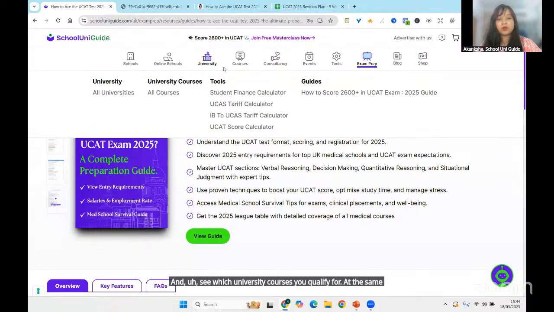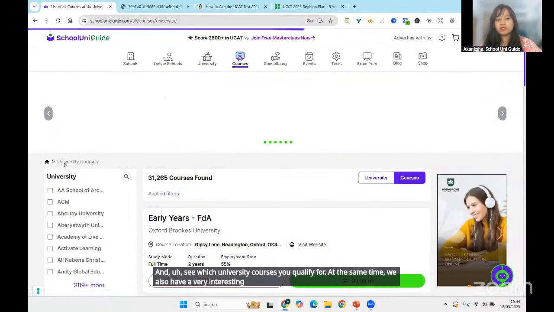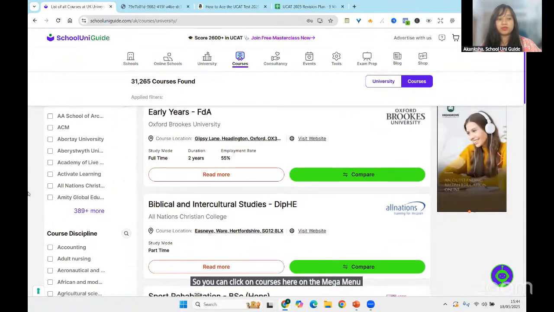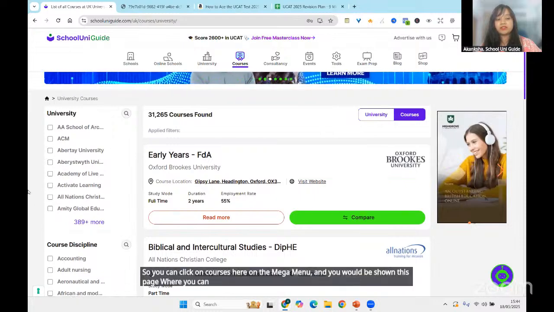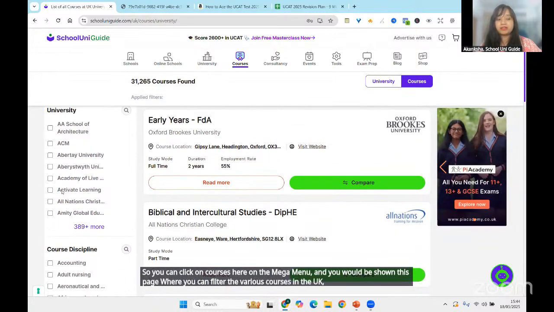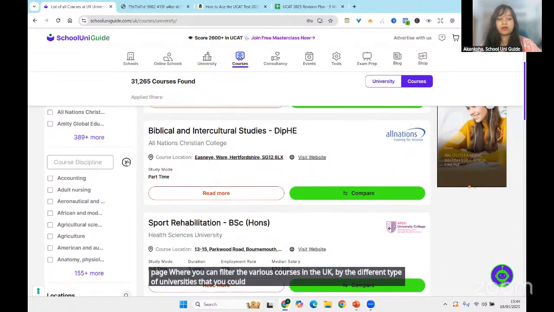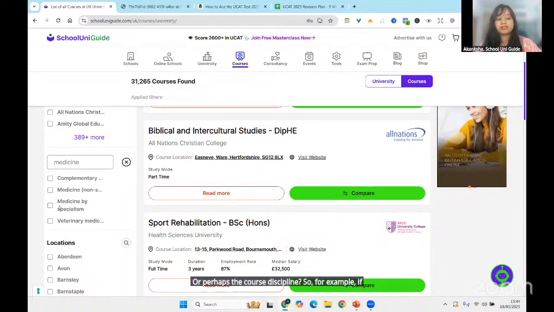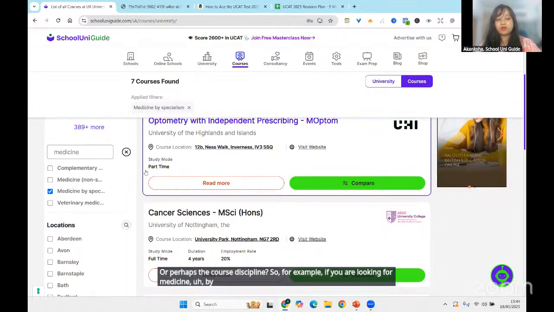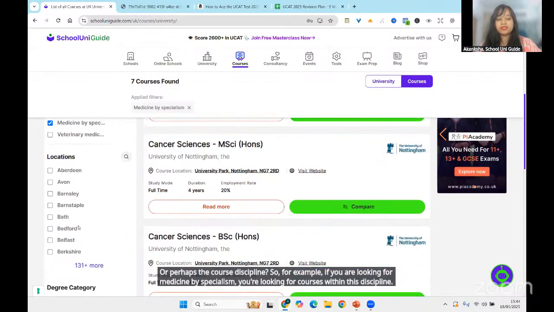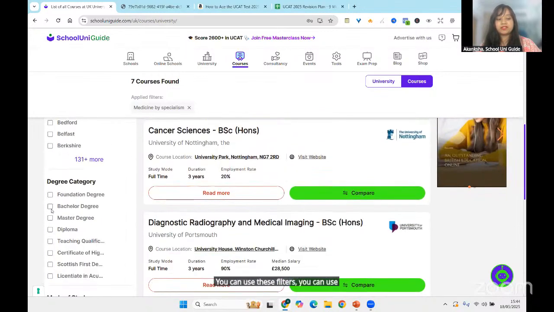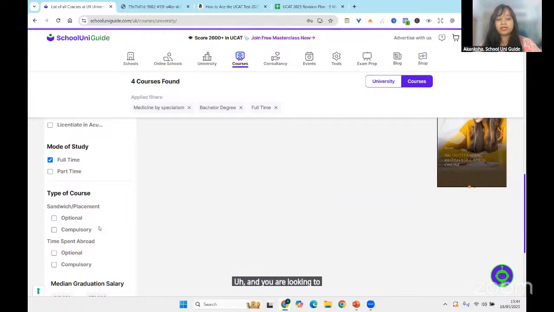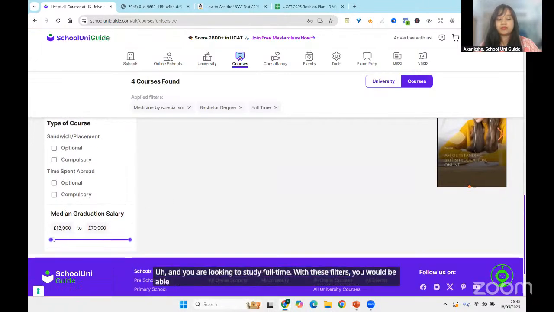At the same time, we also have a very interesting course finder tool. So you can click on courses here on the mega menu, and you would be shown this page where you can filter the various courses in the UK by the different type of universities that you could be focusing on, or perhaps the course discipline. So for example, if you are looking for medicine by specialism, you're looking for courses within this discipline, you can use these filters. You can use location filters. Perhaps you're looking for a bachelor's degree and you are looking to study full-time. With these filters, you would be able to narrow down your options.